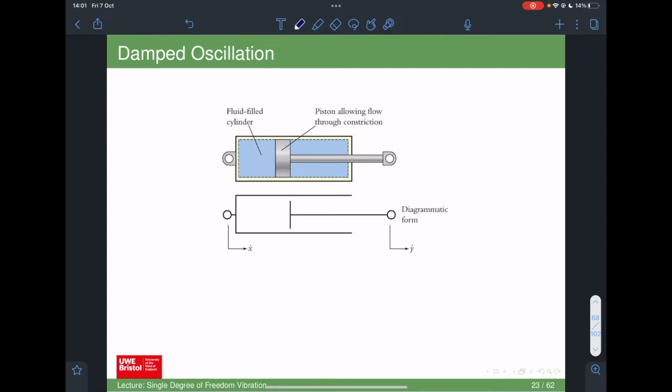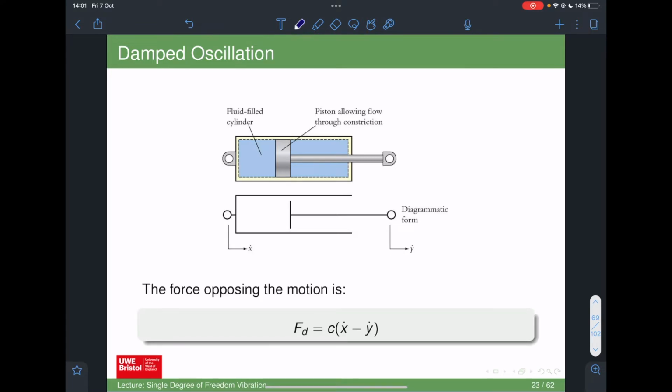So instead of it being related to the displacement, the damper is actually related to how fast you're moving it. So instead of it being x and y, it's x dot and y dot. When you're working out a damping force, you've got C, which is the damping constant, in newton seconds per metre, times the relative velocity between x and y, between this end and this end.